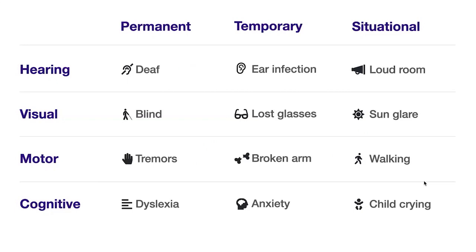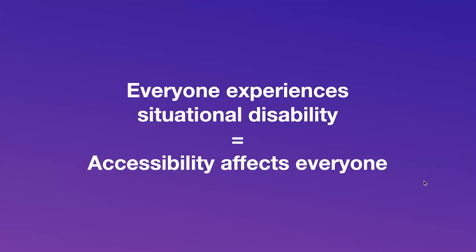Those in many ways do actually mirror each other, and we'll see this as we go into these in a bit more detail, how something as simple as being in a loud room can be in many ways equivalent to being deaf, and many of the same accessibility approaches are applicable to all of these situations. The other reason to think about it, of course, is because everyone experiences situational disability, which really means accessibility affects everyone.